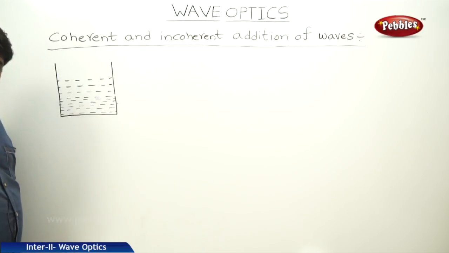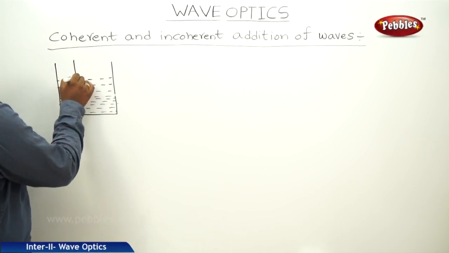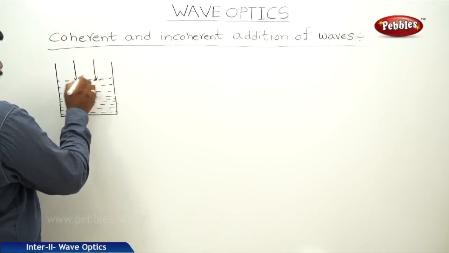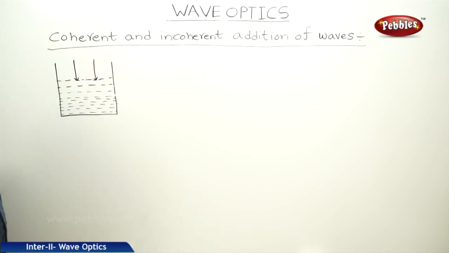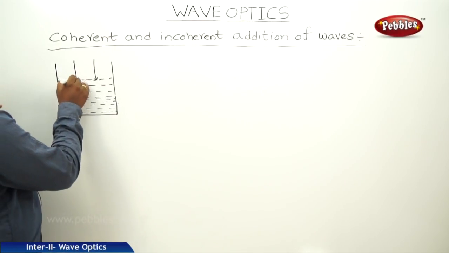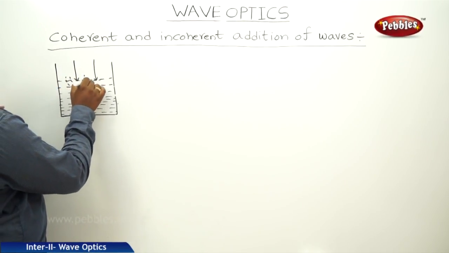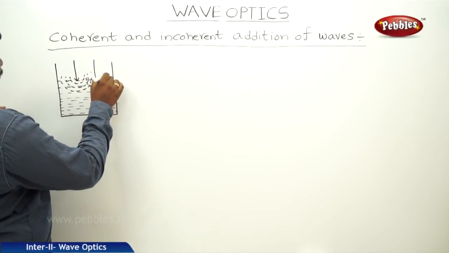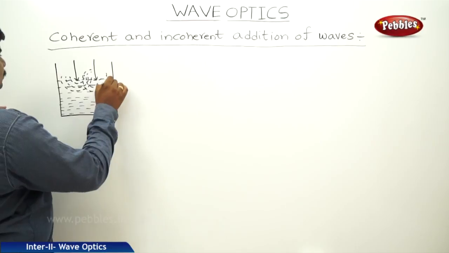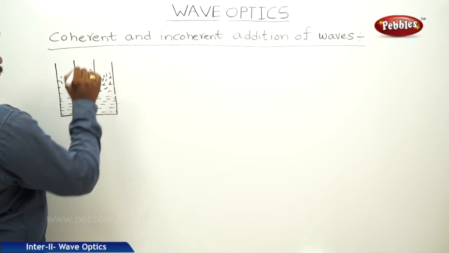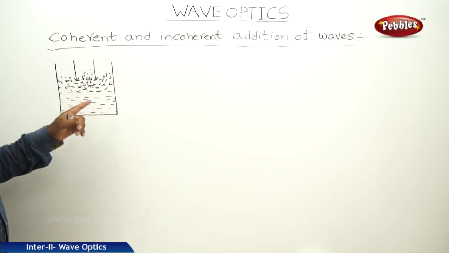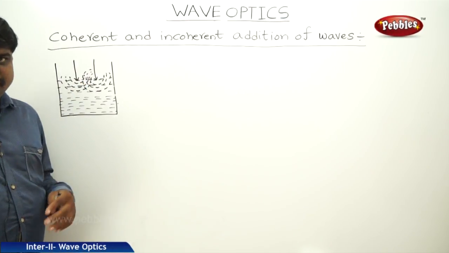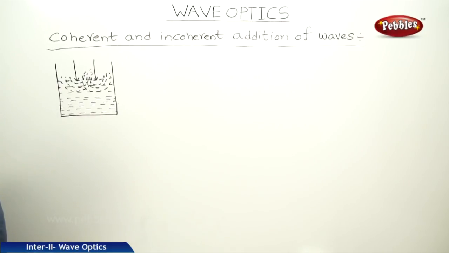So after filling, two pins disturb the water at their surface. These waves will produce one wave pattern, the one pin, and this one also produces another wave pattern. So when these two wave patterns are mixed together or superimposed together, addition of waves is possible.